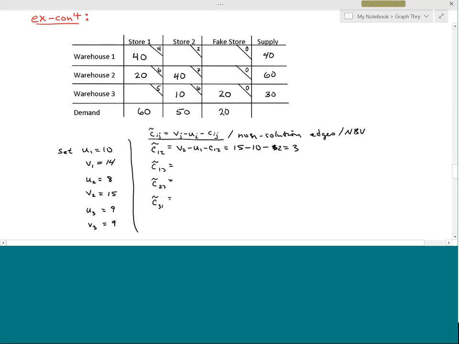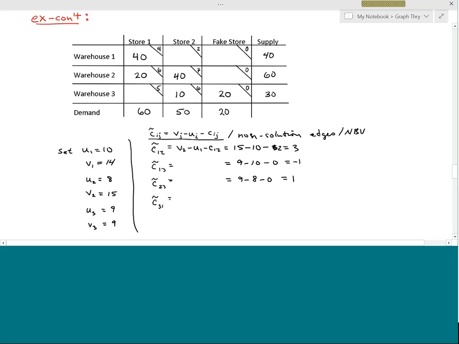If we calculate the same thing for the next one, and I'm going to go ahead and fill in the formulas afterwards because we're almost at the end of time. This one here would be V3, which is 9, minus U1, which is 10, minus the cost in column 3, which is 0. So this guy would be negative 1. For C23 with a tilde, you're looking at V3, which is 9, minus U2, which is 8, minus the cost, which is 0. So for this one it is positive 1.